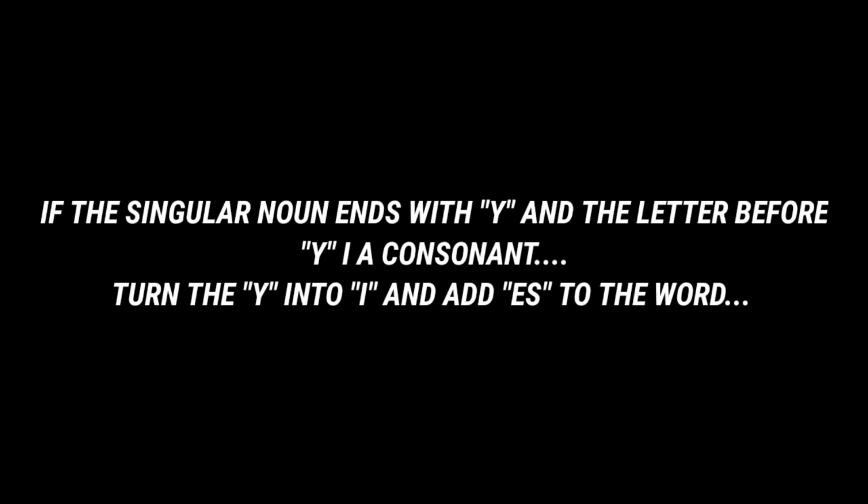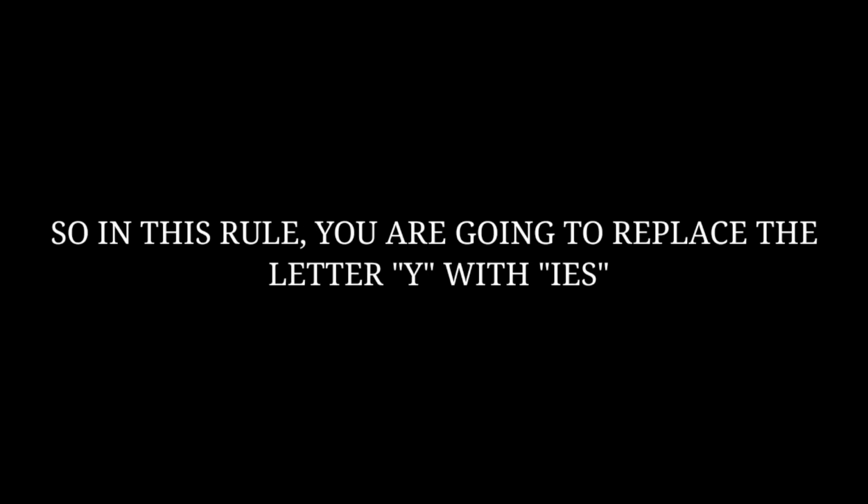If the singular noun ends with Y and the letter before Y is a consonant, change Y into I and add ES to the word. Children, you know what a consonant is? There are 26 letters in the English alphabet, right? And 5 are vowels and all the rest are consonants. I told you what vowels are: A, E, I, O, U. Except these 5 letters, the other letters are consonants. So, in this rule, you are going to replace Y with IES.